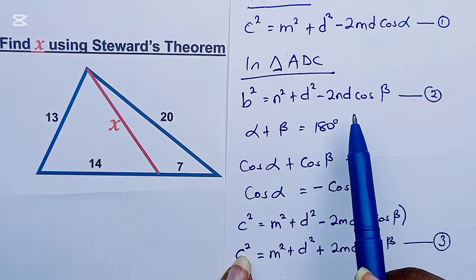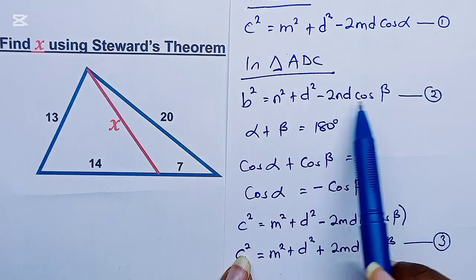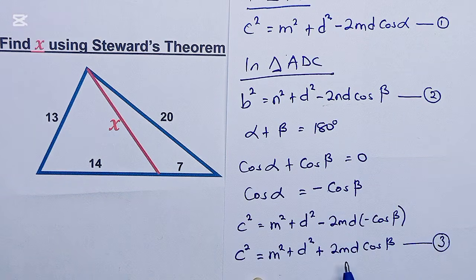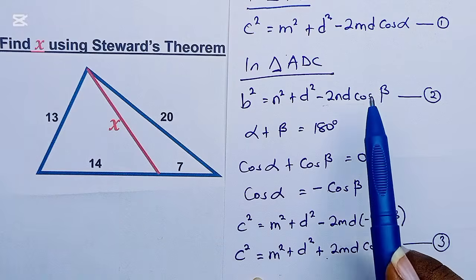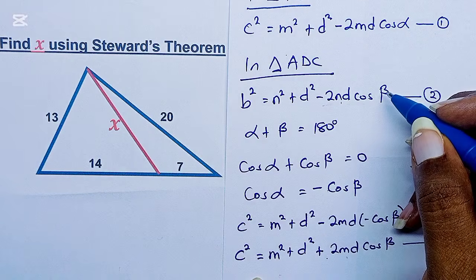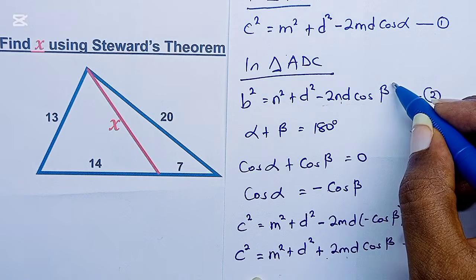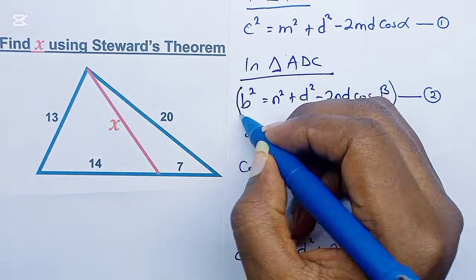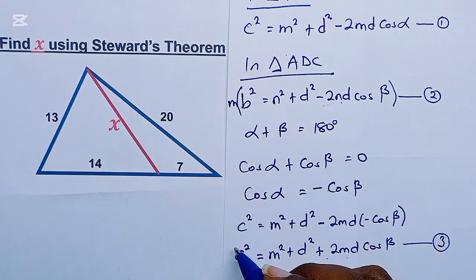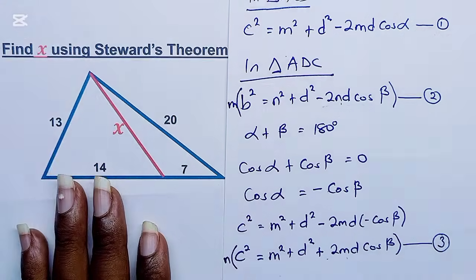Now we can notice that the last part of equation 2 is minus 2nd cos beta, and the last part of equation 3 is plus 2md cos beta. They're almost similar, just that here we have n and here we have m. So what you're going to do is multiply equation 2 by m, and multiply the whole of equation 3 by n.